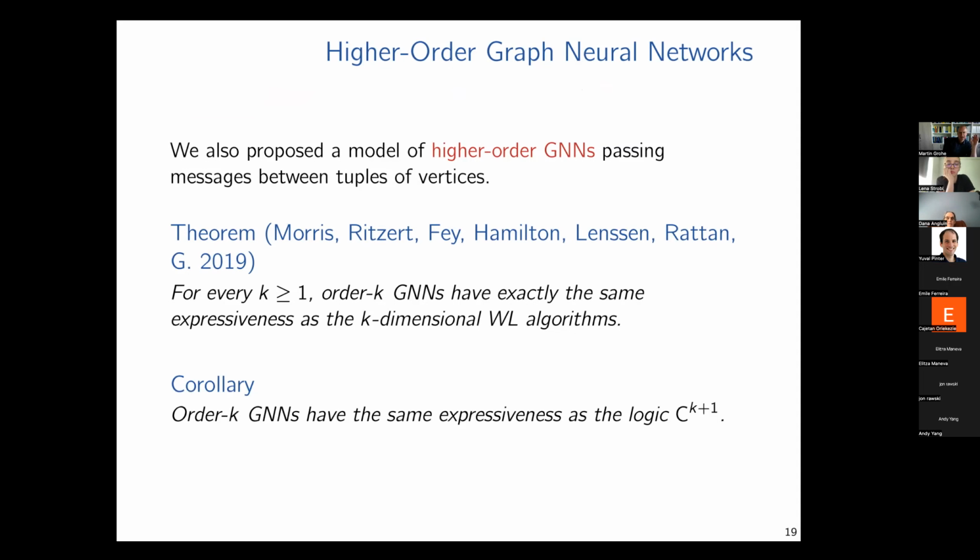Okay, so as a corollary, in some sense, you can say that order k GNNs have the same expressiveness as the logic, well, the fragment of this counting logic with k+1 variables.